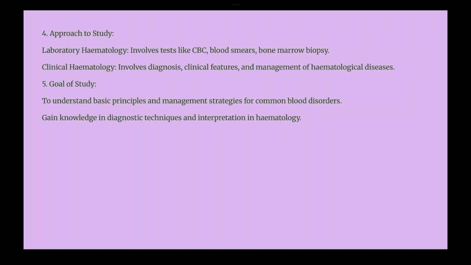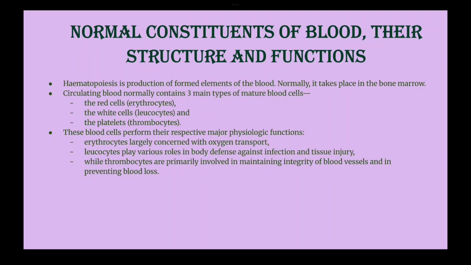So in order to understand the disease, the knowledge about blood is essential in order to diagnose and interpret the type of disease that is seen under blood cells, abnormal blood cells. The normal constituents of blood, and their structure and function. Hematopoiesis is the production of formed elements of the blood. So hematopoiesis is the process of formation of blood cells from the bone marrow.